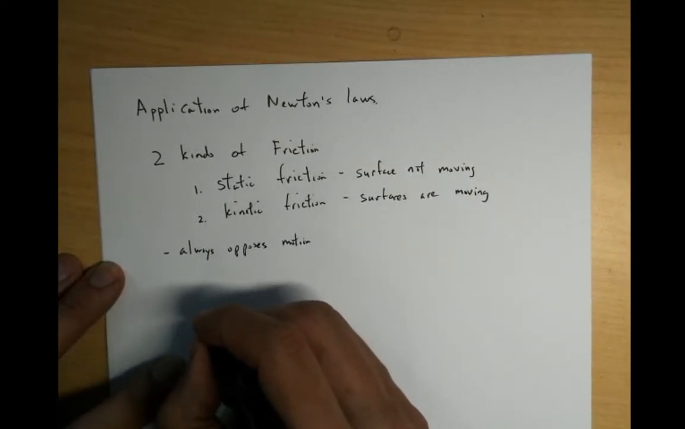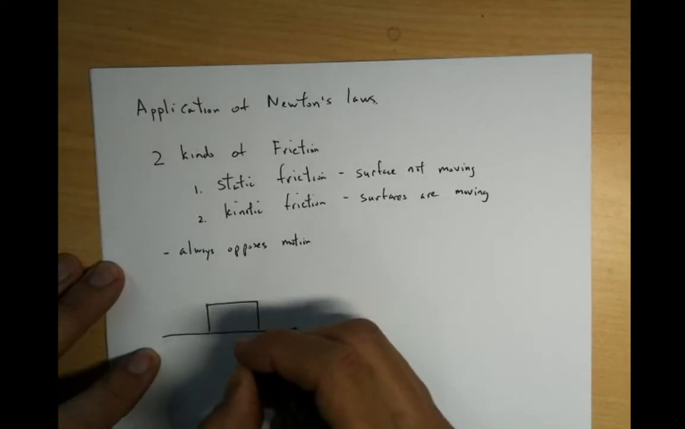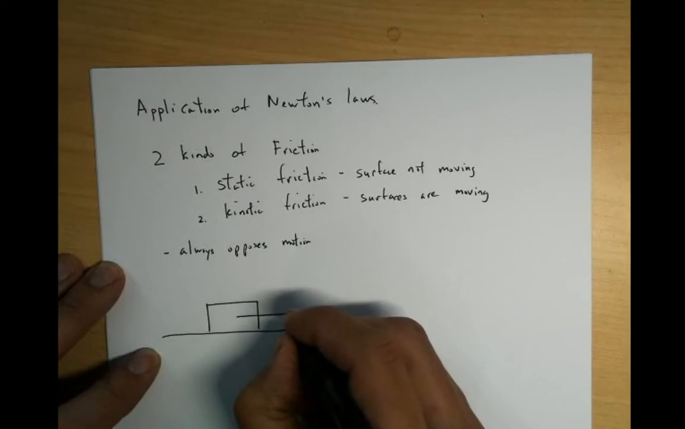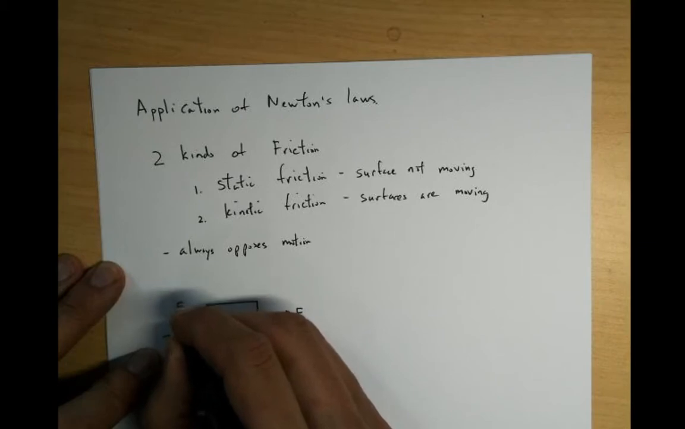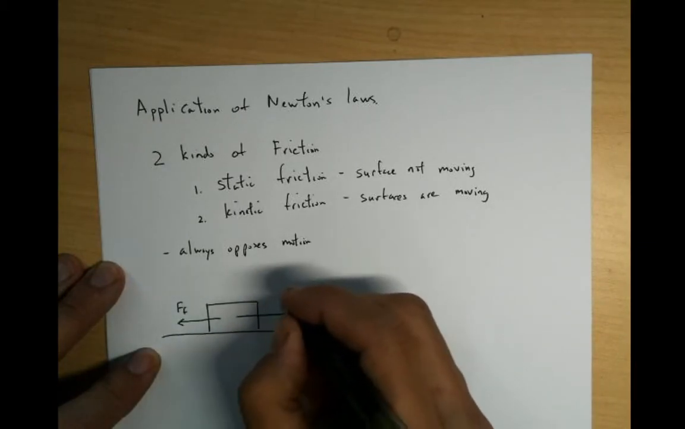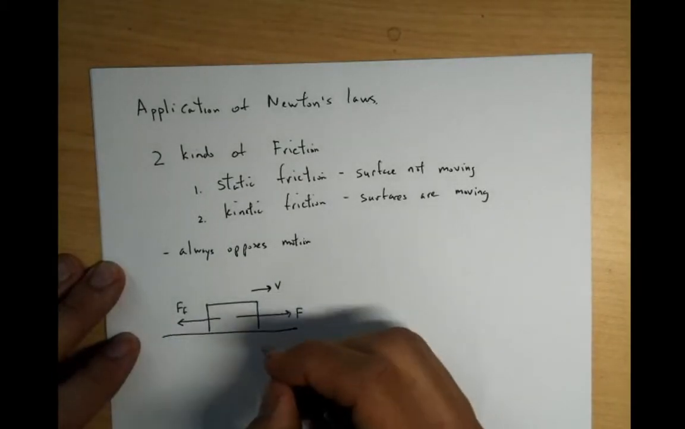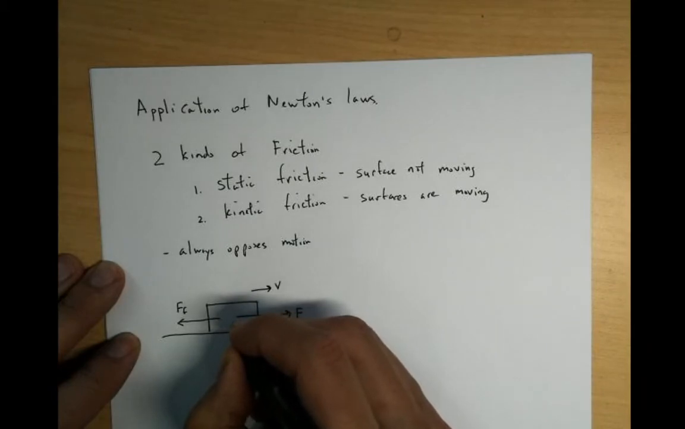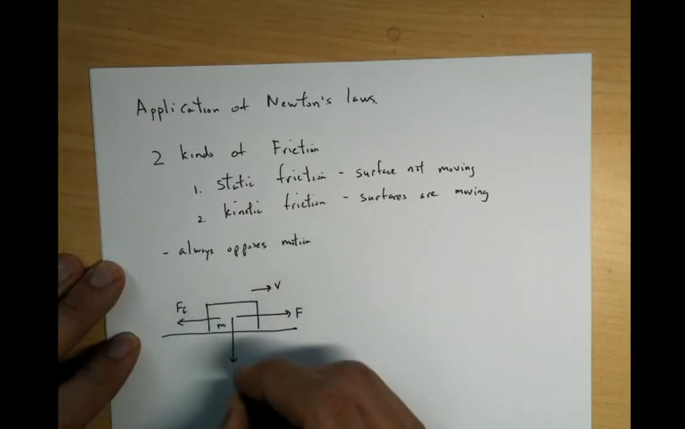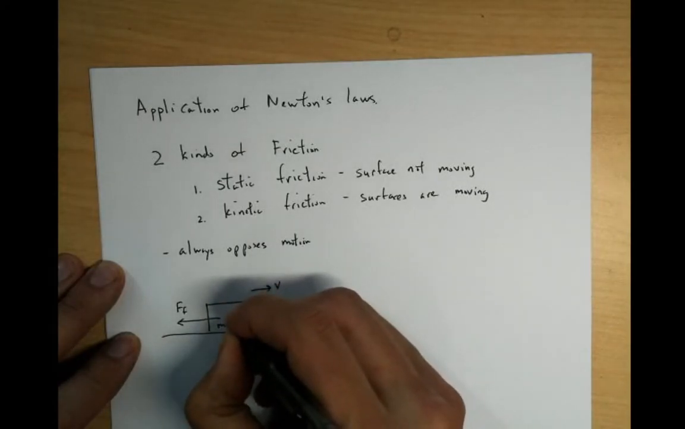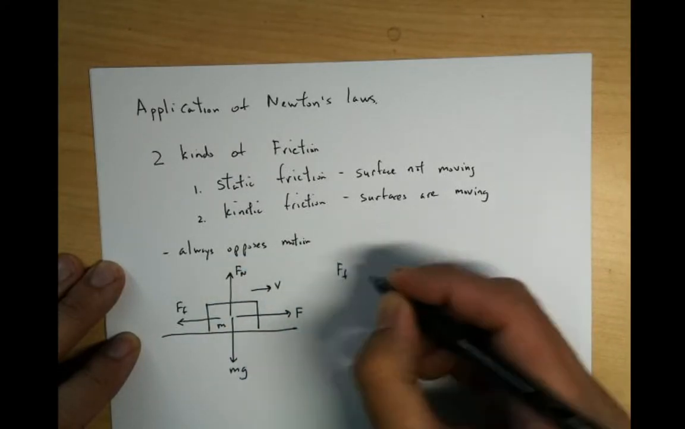So for instance, if I draw a picture here, an object, and I subject this object to a force, F, there will be another force of friction, which will be opposite the direction of motion. So if the velocity is this way as well, then friction will oppose the motion. Now, there are other forces involved as well. The force of gravity gives us an object of mass m, and the normal force here as well, and the force of friction.